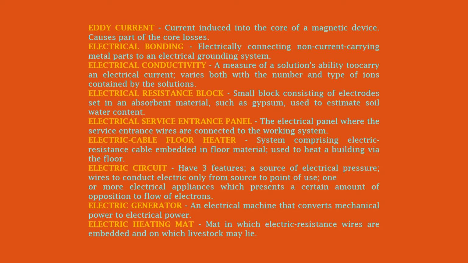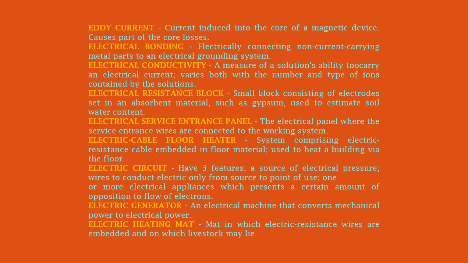Electrical resistance block. Small block consisting of electrodes set in an absorbent material, such as gypsum, used to estimate soil water content. Electrical service entrance panel. The electrical panel where the service entrance wires are connected to the working system. Electric cable floor heater. System comprising electric resistance cable embedded in floor material, used to heat a building via the floor.